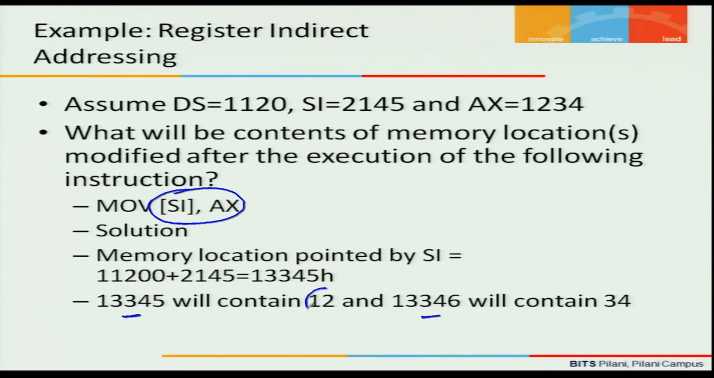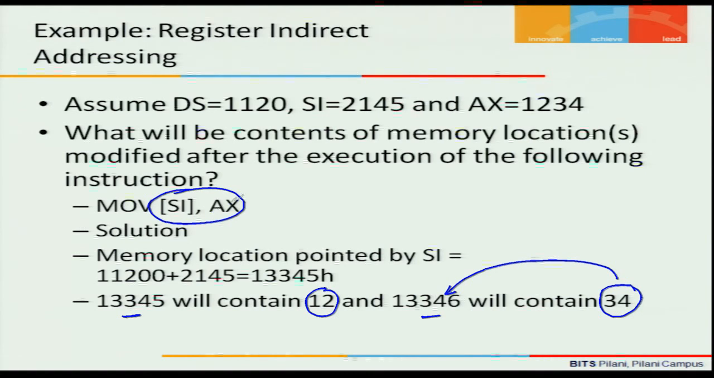The significant part of 1234 will go to 13345 and 34 will go to 13346. So that is the movement that will happen. It will be done to 2 memory locations.